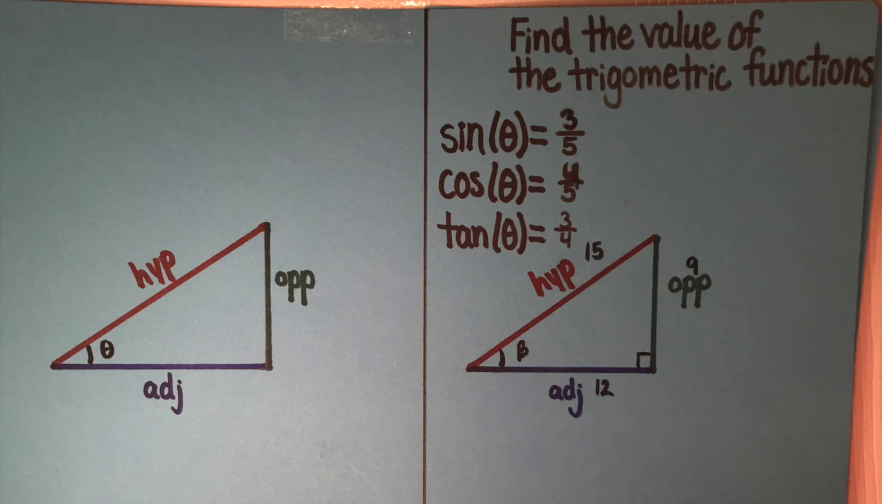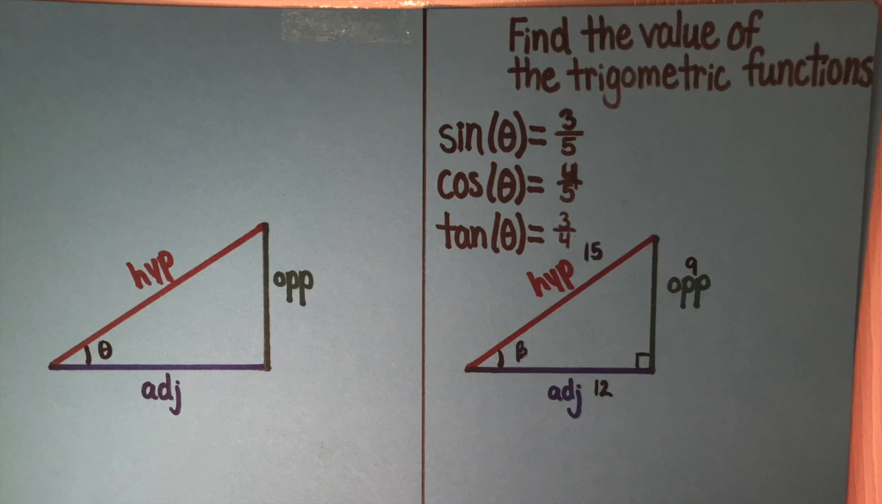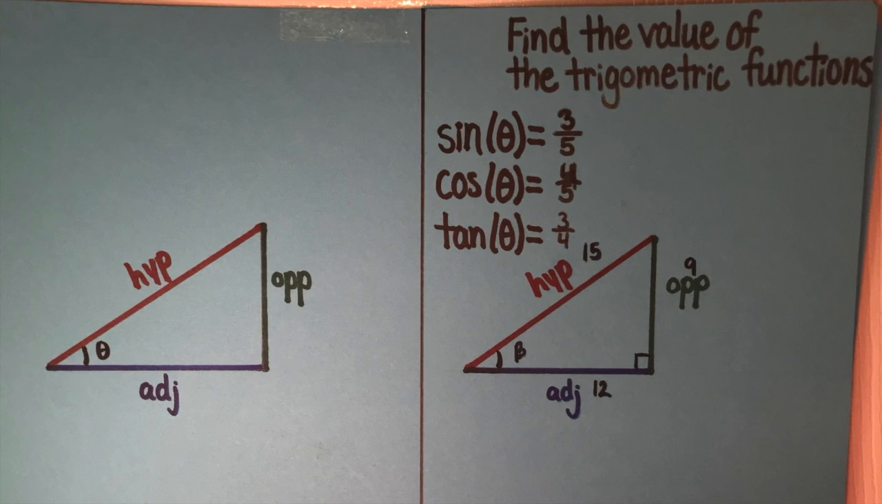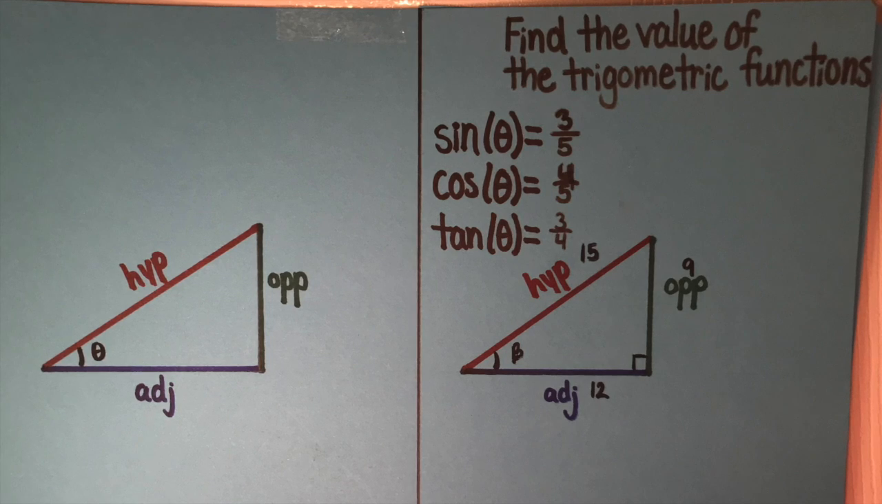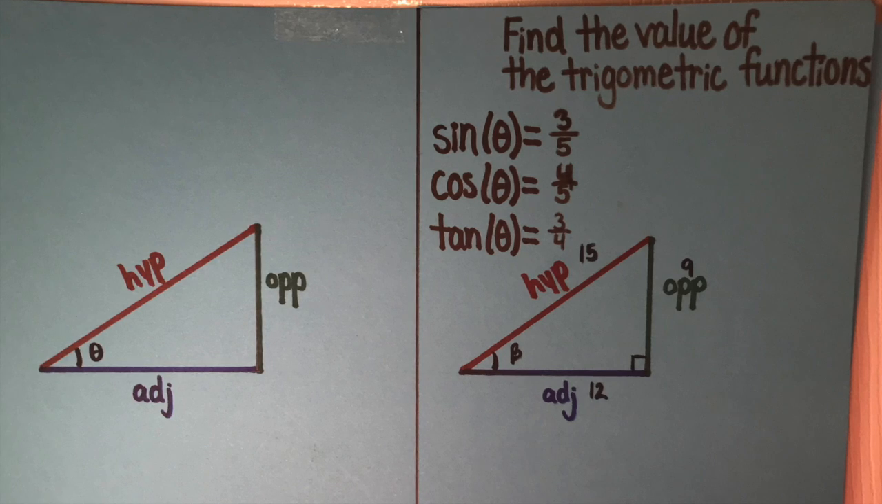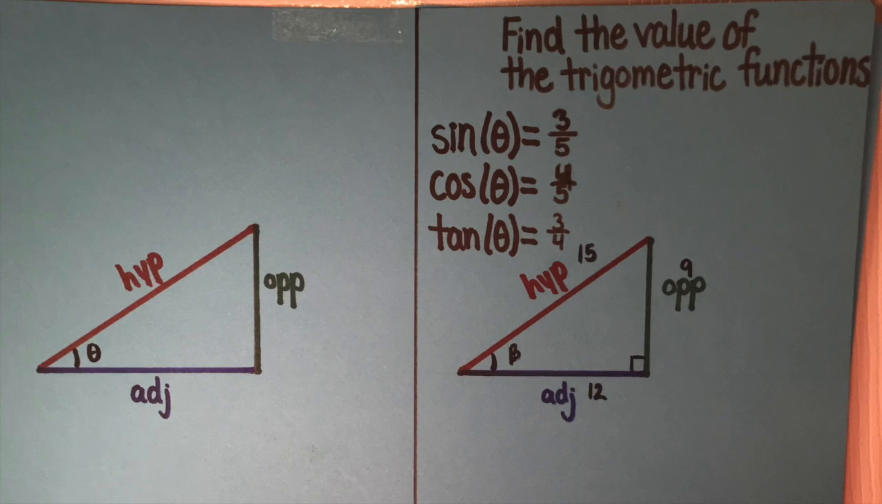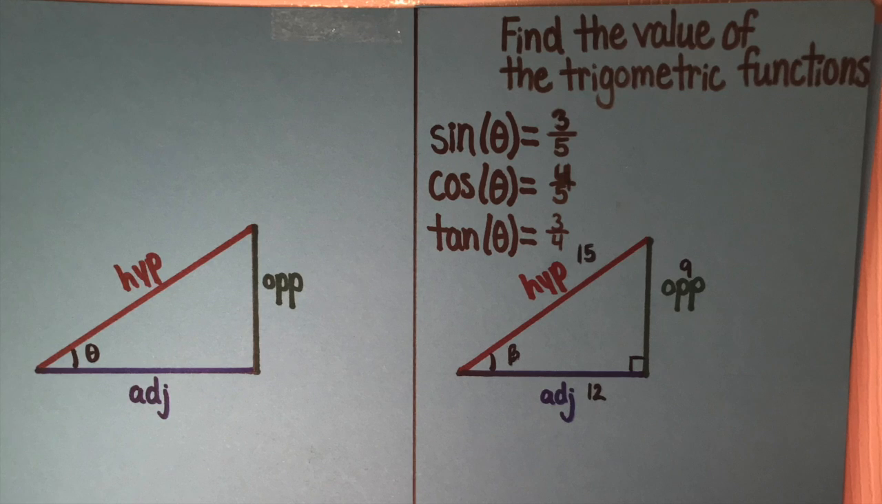First, I'll look at sine, and as you know, we're looking for opposite over hypotenuse, and that's 9 over 15. With this fraction, we can simplify it so that the correct answer will be 3 over 5, since both numerator and denominator are divisible by 3. Cosine is adjacent over hypotenuse, so that will be 12 over 15, which can be simplified to 4 over 5. Last, tangent is opposite over adjacent, which is 9 over 12, and that will be reduced to 3 over 4.